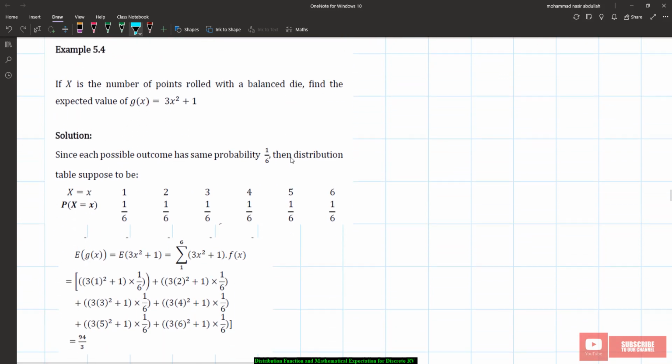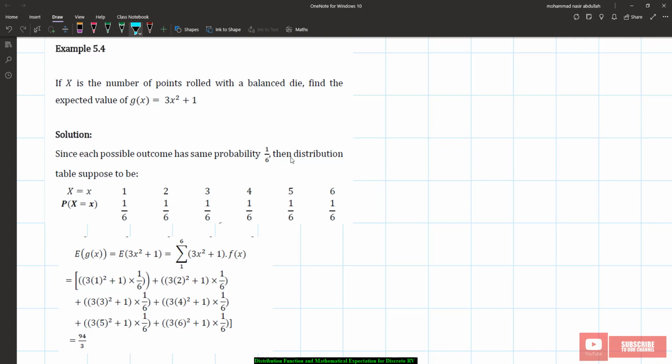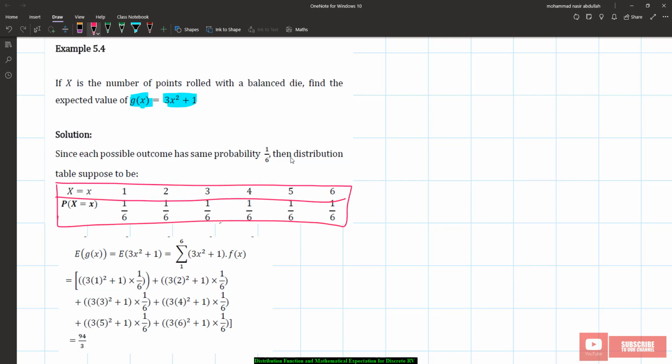Now let's look at example number 5.4. If X is the number of points rolled with a balanced die, find the expected value of g(X) equal to 3X squared plus 1. So this is the table. Taking the table here, the balanced die has 1, 2, 3, 4, 5, 6 outcomes. Each outcome has the same probability, 1 over 6. So this is under uniform distribution. Later on we will learn about this. So now this is a probability distribution.